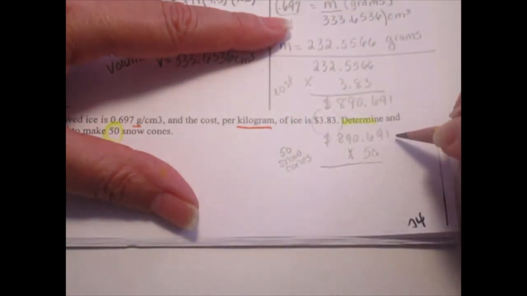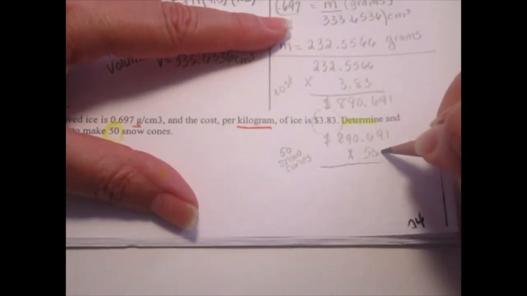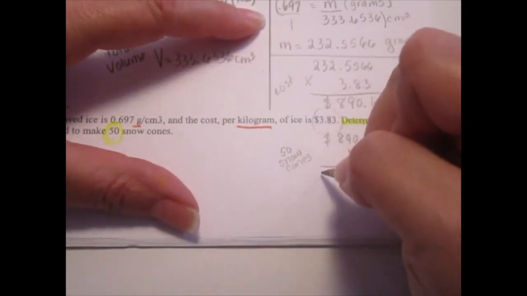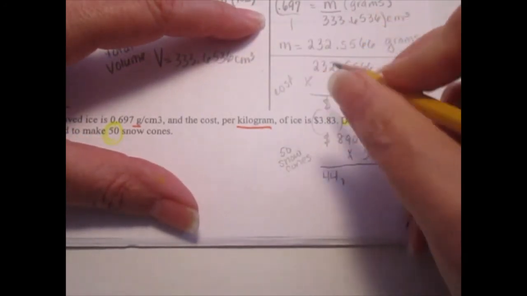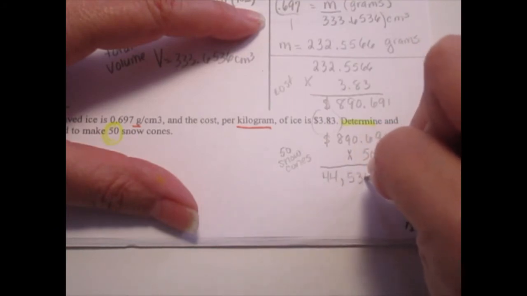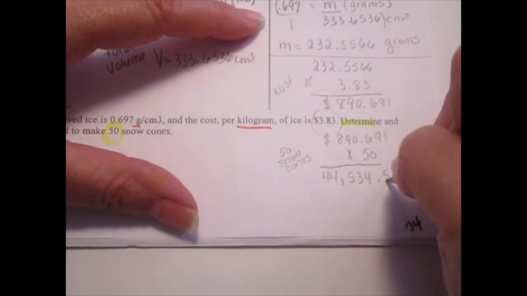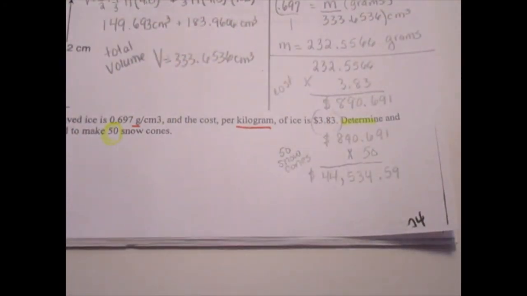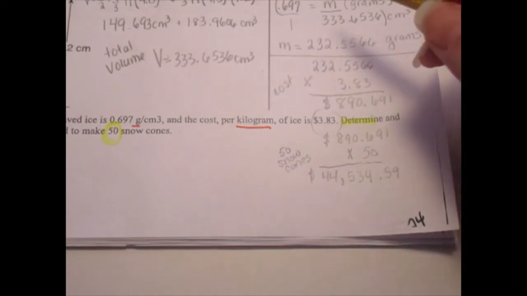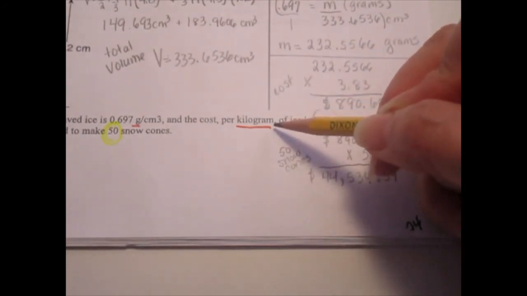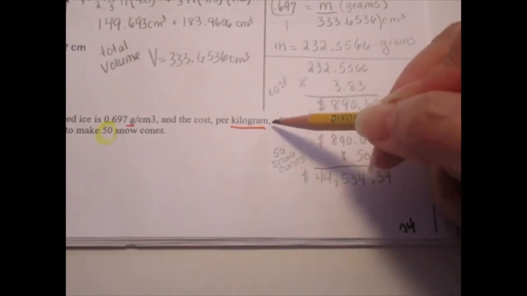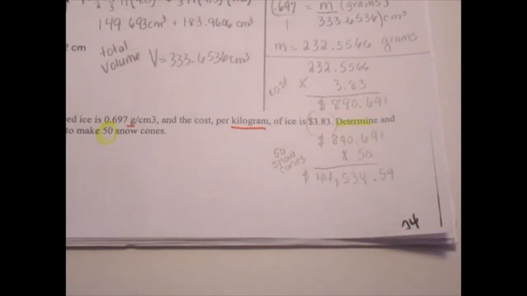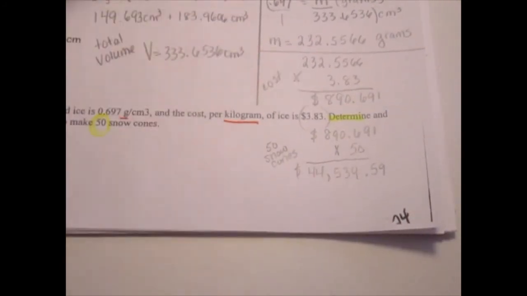So in your calculator, you're going to piggyback on or multiply times 50, and you're going to get an answer of 44,534.59. Now, nobody in their right mind is going to pay $44,534.59 for 50 snow cones. But remember that last little part at the end, our answer has to be converted, because this is the price per kilogram, okay, for a kilogram of them. But we want our answer.